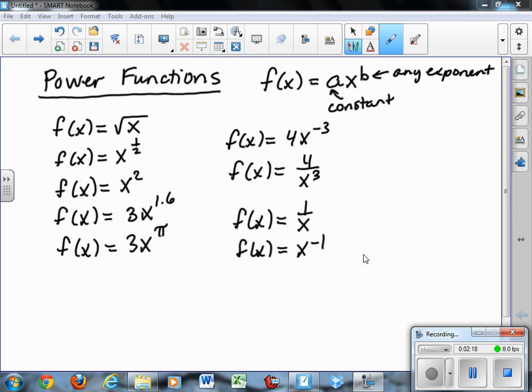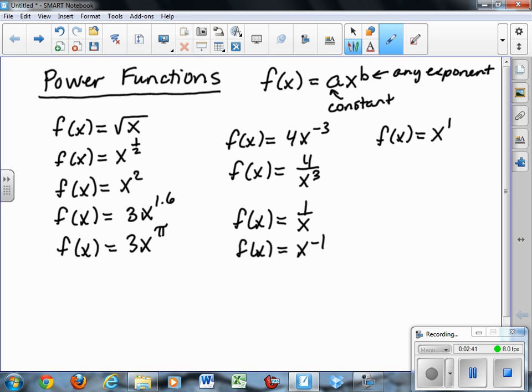Actually, I just thought of one more possibility, the simple linear function, f of x is equal to x. We could think of that as x to the 1st. So technically it's a power function too, although since that's a linear function, we don't usually lump it in the same category with power functions, but it, I guess, could be considered a type of power function.